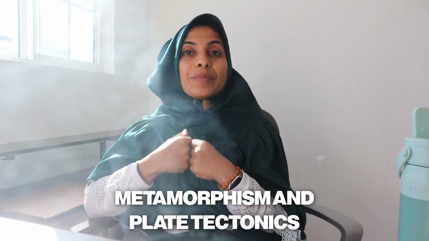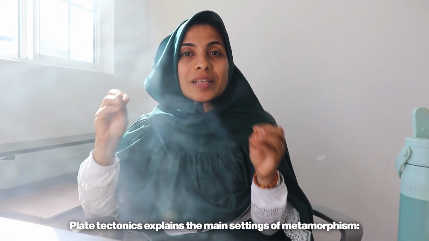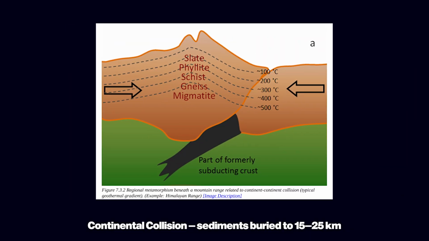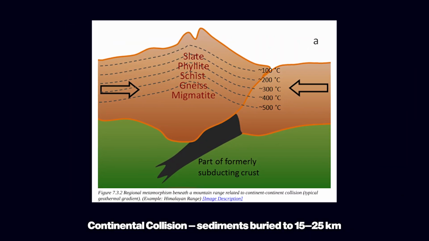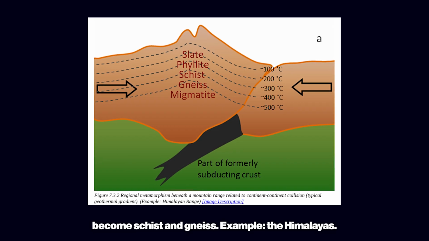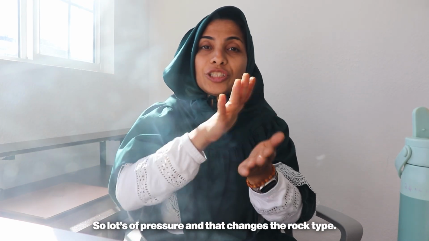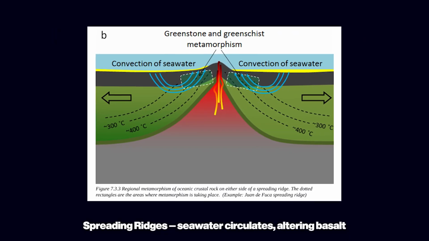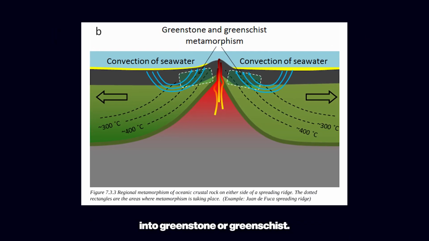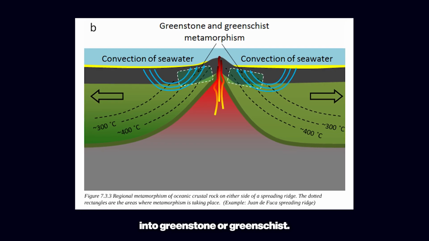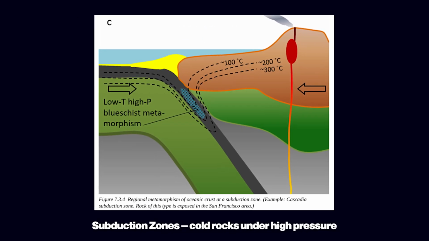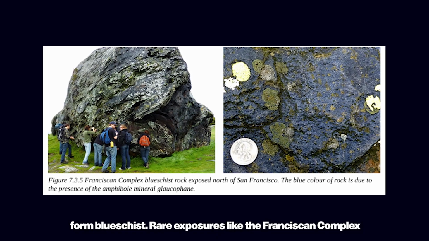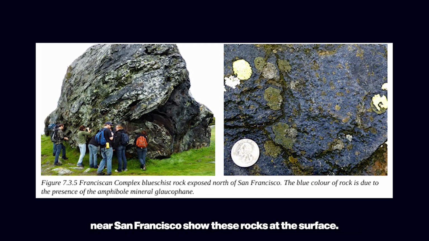Let's talk about metamorphism and plate tectonics. Plate tectonics explains the main settings of metamorphism. Continental collision: sediments buried to 15 to 25 kilometers become schist and gneiss. Examples, the Himalayas. So lots of pressure and that changes the rock type. Spreading ridges: seawater circulates, altering basalts into greenstone or greenschist. Subduction zones: cold rocks under high pressure form blueschist. Rare exposures like the Franciscan complex near San Francisco show these rocks at the surface.